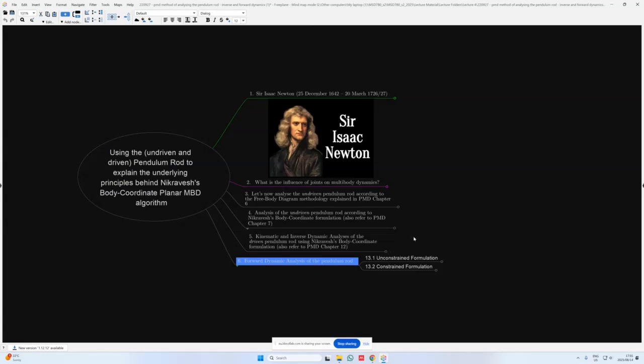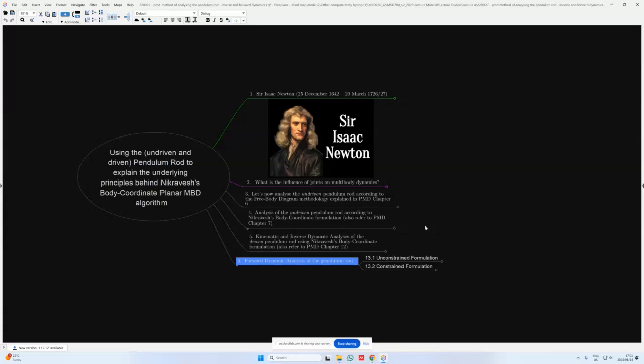In section 5, we jumped into the kinematic and the inverse dynamic analysis of the driven pendulum rod. And we also had a bit of a look at the forward dynamic analysis of this rod as well. We started with the inverse dynamic analysis, where we said we have some sort of an angular acceleration that has to be specified on the pendulum rod. And we want to check what the effect of this is going to be on the motion of the system as well as on the reaction forces.